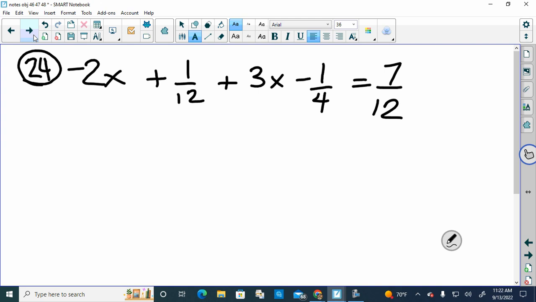So negative 2x plus 1/12 plus 3x minus 1/4 equals 7/12.